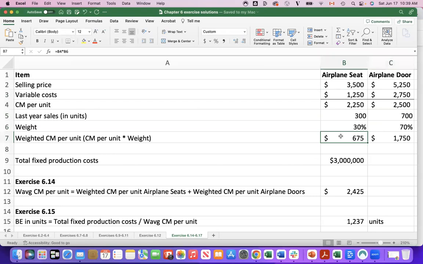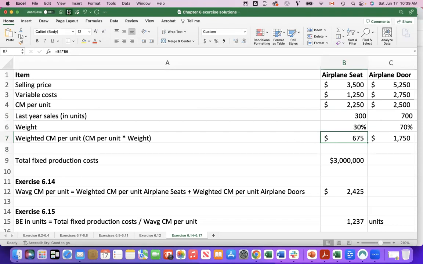So we're going to calculate this weighted contribution margin per unit, which is simply the contribution margin per unit of the product multiplied by the weight. You can see the formula there. The $2,250 contribution margin for the seat multiplied by the 30% weight. Its weighted contribution margin is $675.